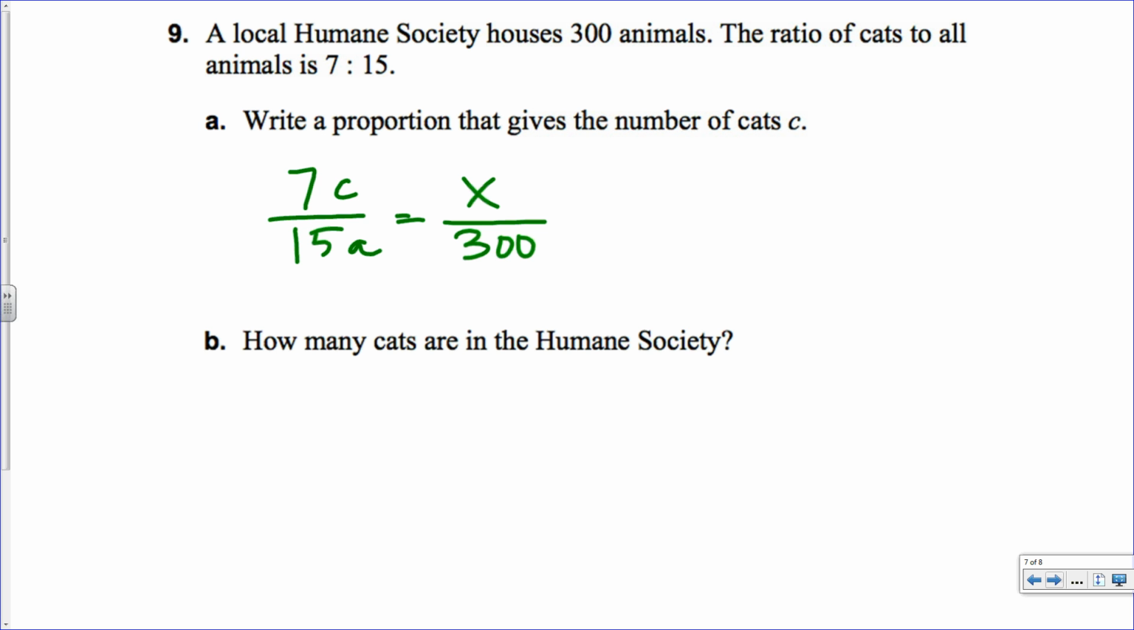And then it says to actually figure it out, how many cats are in the Humane Society. Well, I know 15 times 2 is 30, so 15 times 20 is going to give you 300. So 7 times 20 will give you your x, and so that will be 7 times 2 is 14, so there will be 140 cats at the Humane Society.